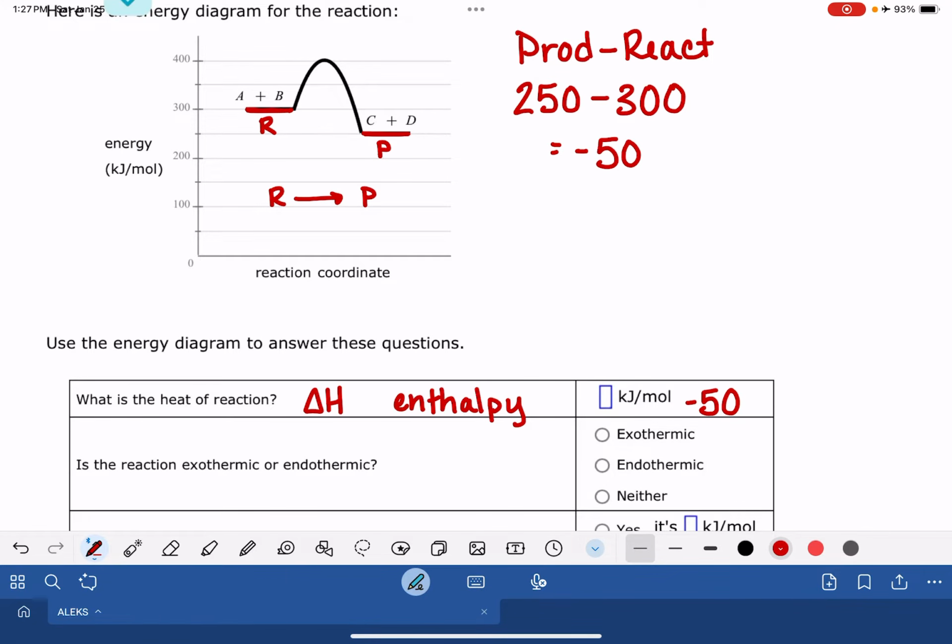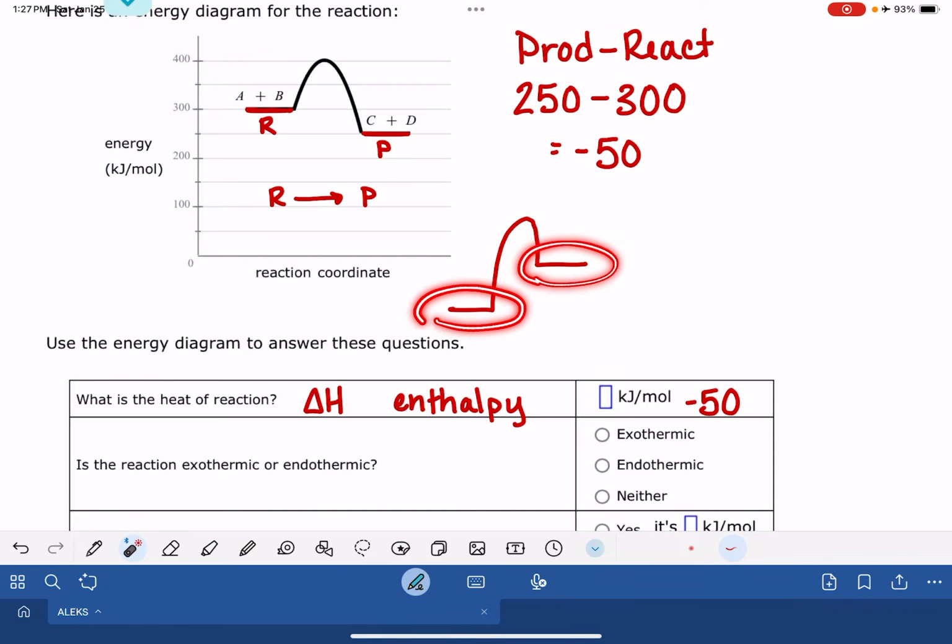Now, if you have an energy diagram that has this sort of a shape to it, where your products are higher in energy than your reactants, you're going to end up getting a positive value for your heat of reaction, because your products will have a larger energy and your reactants will have a smaller energy.